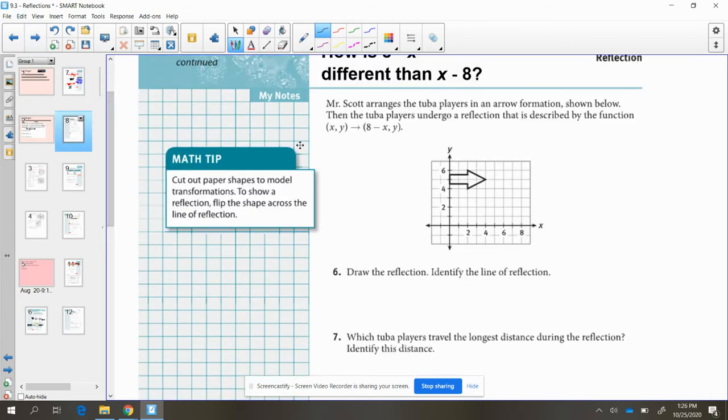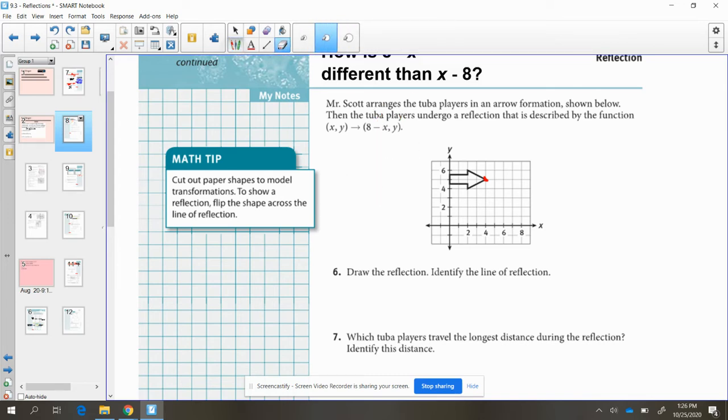Notice we have a function rule. And if we start plugging into this function rule, let's say the tip of this arrow is at 4 comma 5. So we plug in 4 and we plug in 5. We're going to get 8 minus 4 is 4. 5 is going to stay the same. So really what we're noticing is that point is kind of staying the same place.